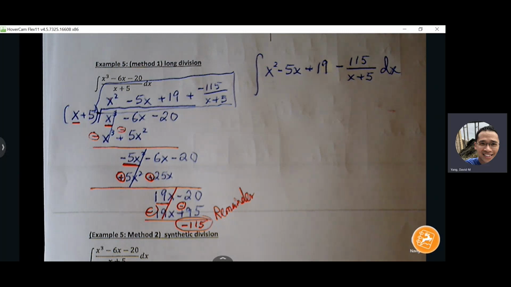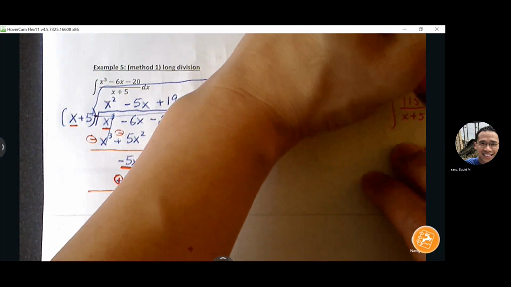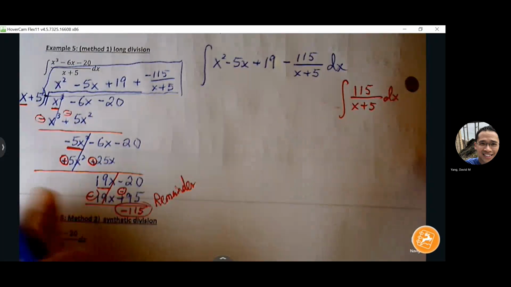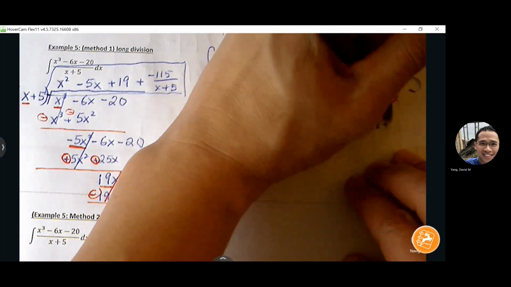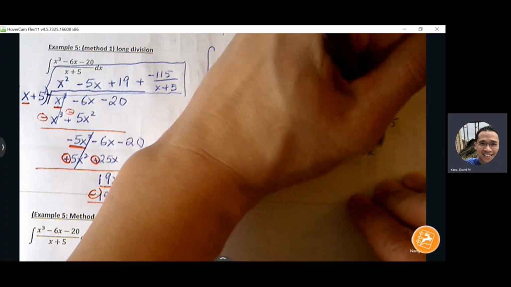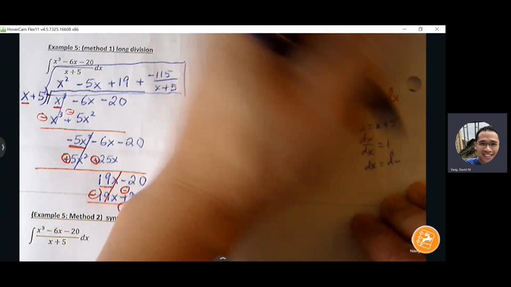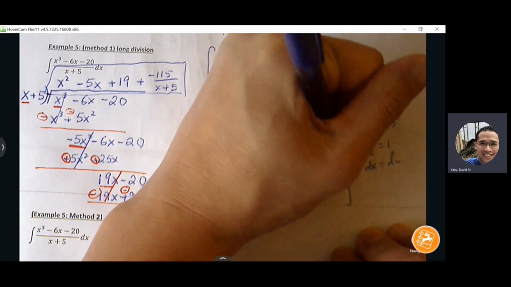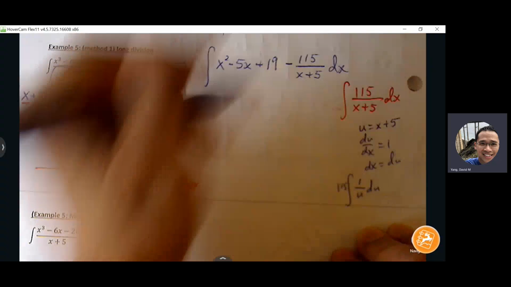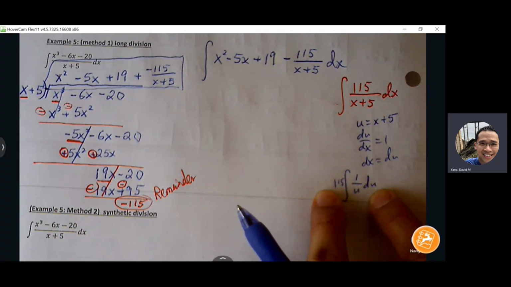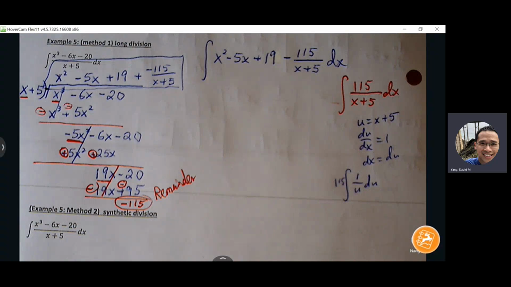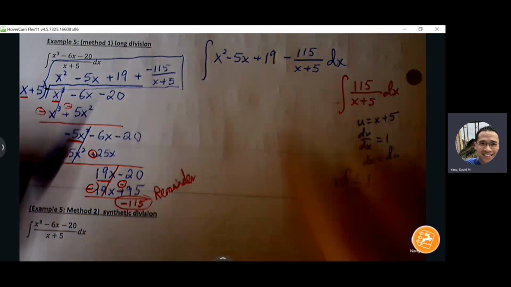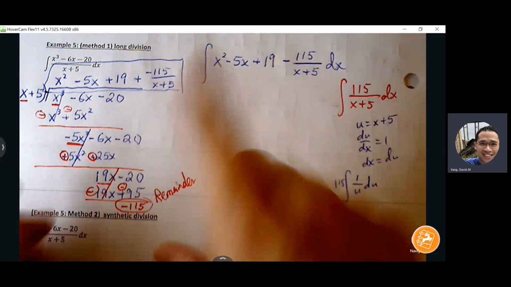Okay. So just off to the side here, I'm just going to show the steps. So my U value is x plus 5. My derivative is 1, dx equals du. So I end up with 115 times 1 over u du if I push that coefficient out in front. And that's just a nice natural log rule for me to use, right? 1 over u is natural log absolute value of u, in this case, x plus 5 plus c. But the first three terms are ready to go. Those are just power rules. So I'm going to apply each of these antiderivatives.